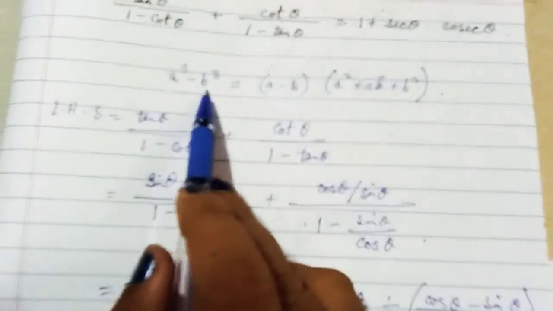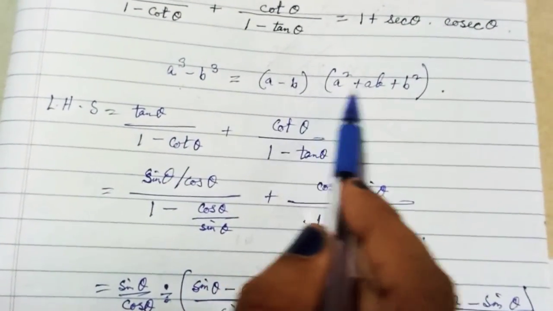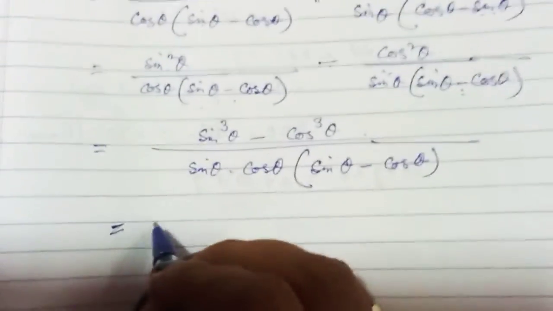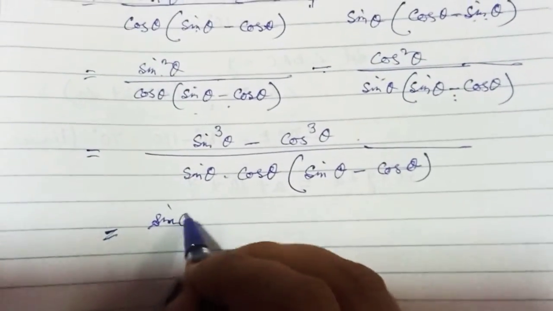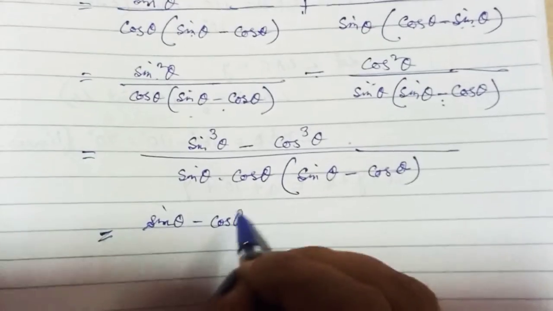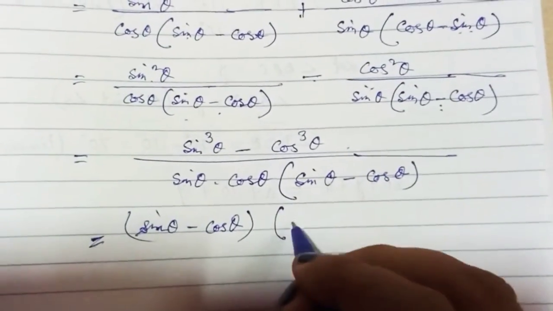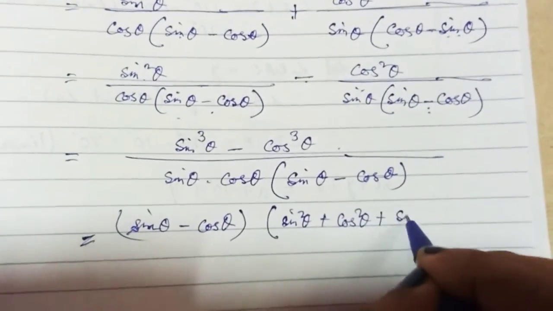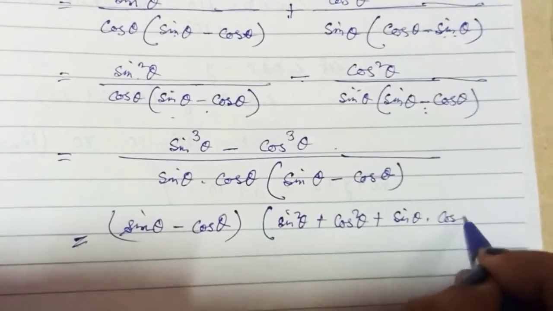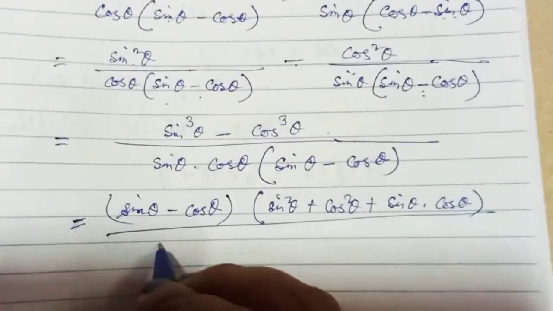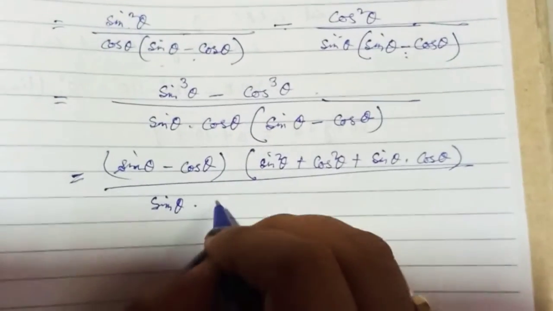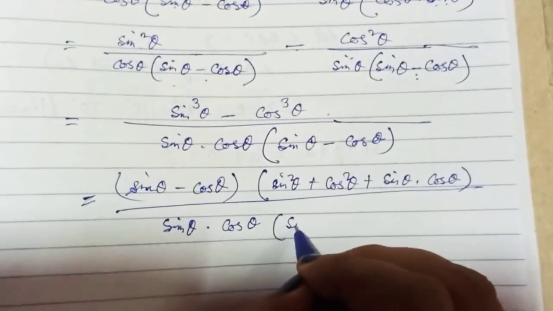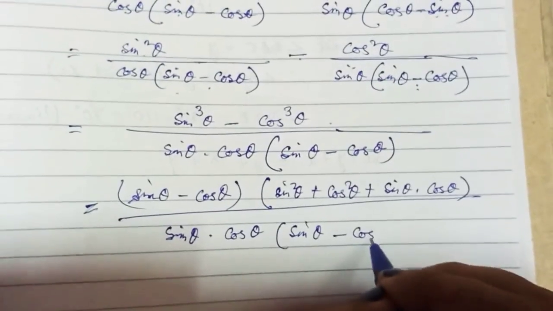Okay, so I have already discussed this identity, we will use a cube minus b cube equals a minus b into a square plus ab plus b square. So this identity we will use here. So sin theta minus cos theta in one bracket, and in the second bracket sin square theta plus cos square theta plus sin theta into cos theta, and in the denominator part sin theta into cos theta, sin theta minus cos theta.